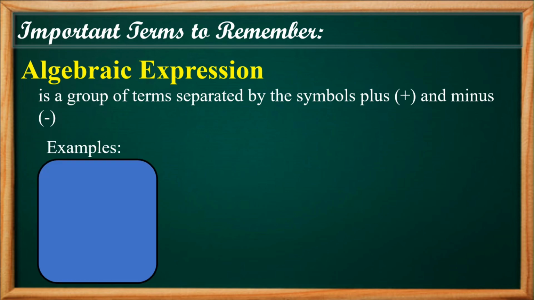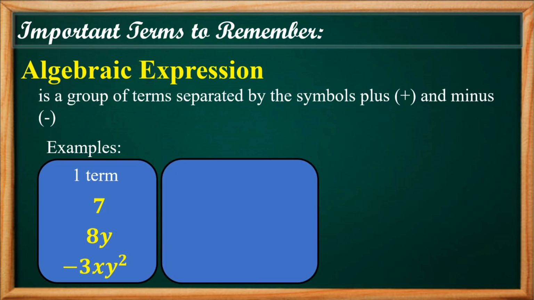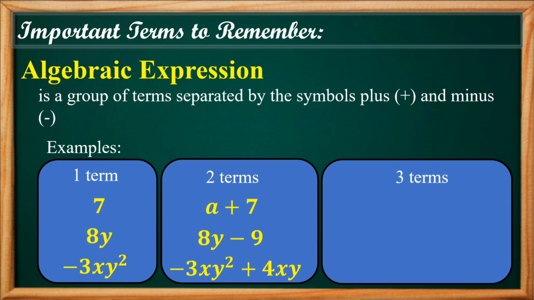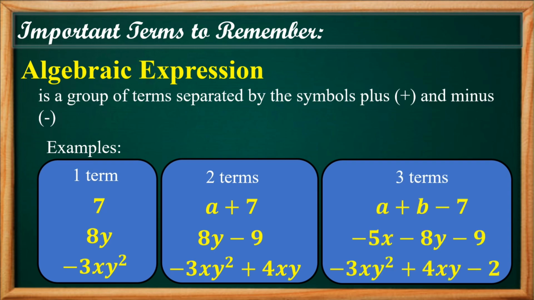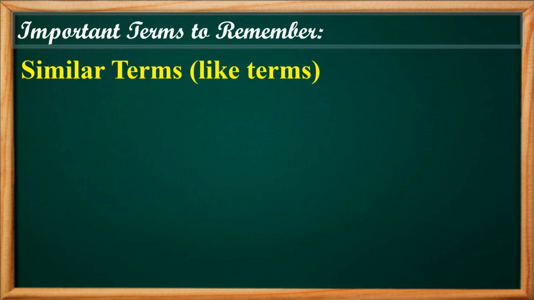Okay. Now, example of an algebraic expression. Yun siya. The one term, those are the algebraic expression. Next, these are the examples of algebraic expression in two terms. Then, these are the examples of algebraic expression in three terms. Okay, yun siya. Algebraic expression ang tawag sa kanila. Okay, now, in algebraic expression, alam natin kung ano yung terms. Meron din tayong tinatawag na similar terms and dissimilar terms.